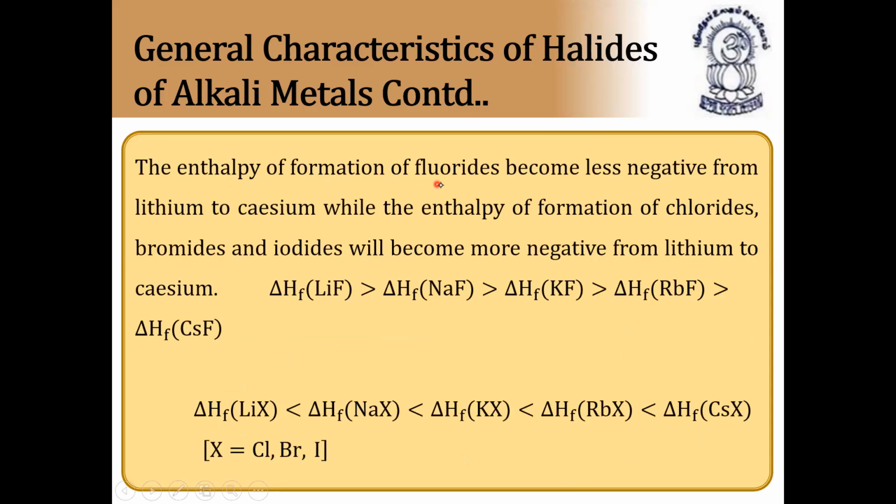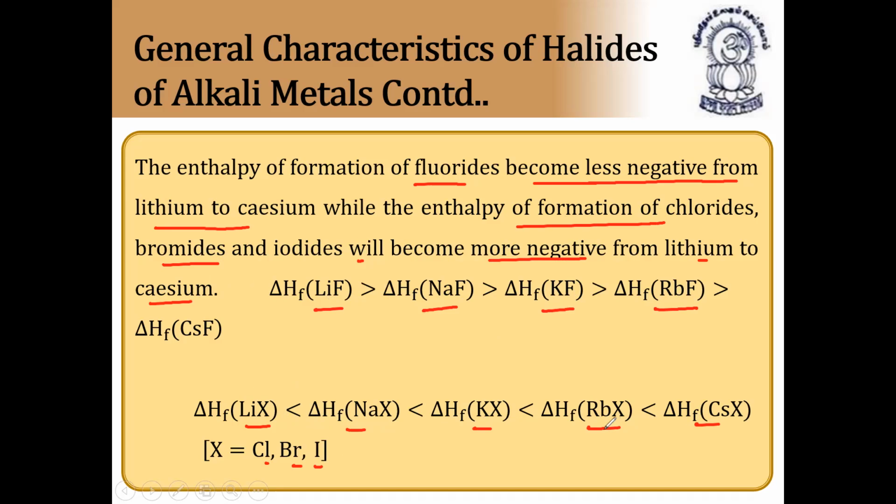The enthalpy of formation of fluorides becomes less negative from lithium to cesium. Because the reaction of fluorine with alkali metals is a little bit explosive, that's why it is less negative from lithium to cesium. While the enthalpy of formation of chlorides, bromides, and iodides becomes more negative from lithium to cesium. So lithium fluoride, sodium fluoride, potassium fluoride, and rubidium fluoride are greater than the other halides, that is chlorine, bromine, and iodine. So for all of these, it is more negative.